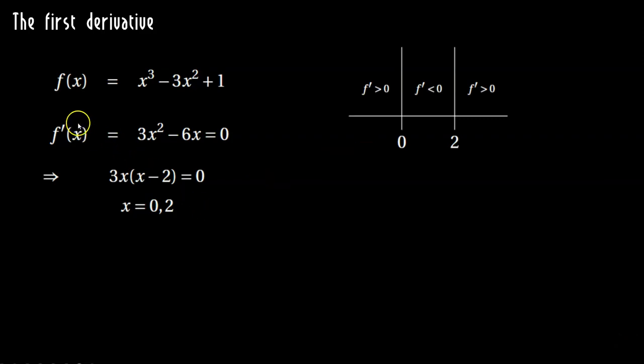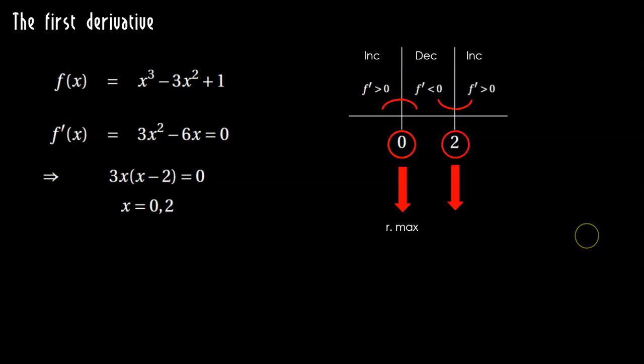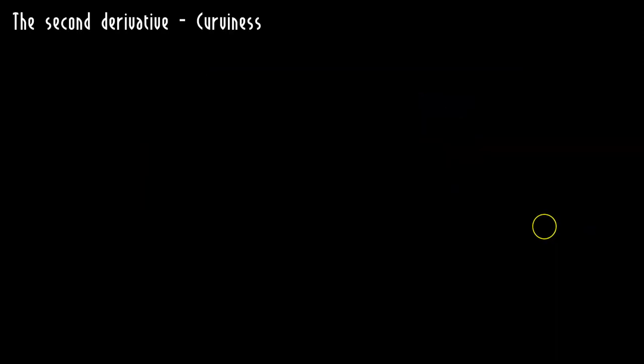You can check and see that the derivative in these three sections are positive, negative, and then positive. So I have increasing, then decreasing, and then increasing. At 0, I have increasing on one side and decreasing on the other, which means at this point we have a relative max. At 2, it's decreasing on the left and increasing on the right. So at this point we have a relative min. Let's look at the second derivative.